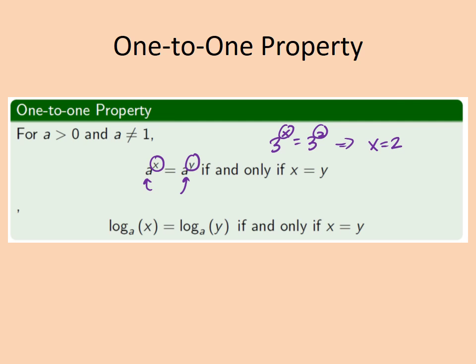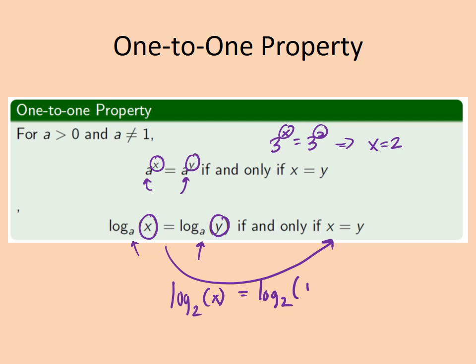The same thing is true for logs. If you have a log on the left side with the same base and a log on the right side with the same base, you can set what's inside the logs equal to each other, which is where the x equals y comes from. So if I have log base 2 of x equals log base 2 of 4, that just means x equals 4.